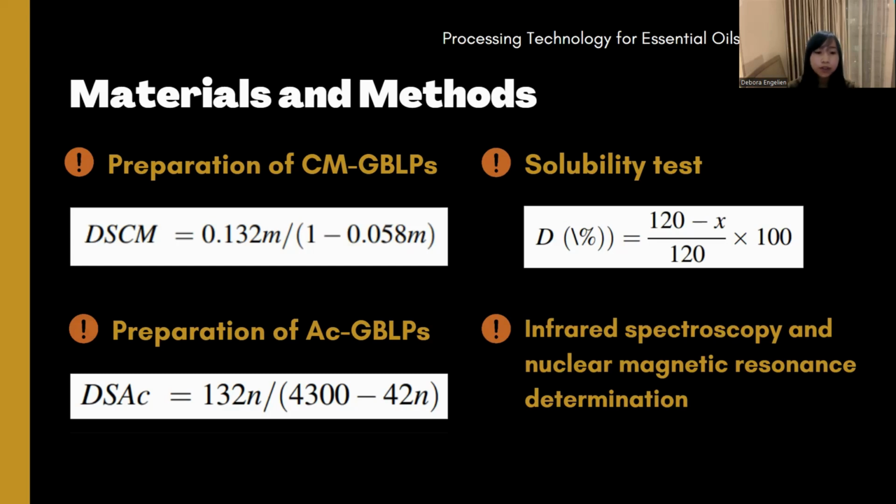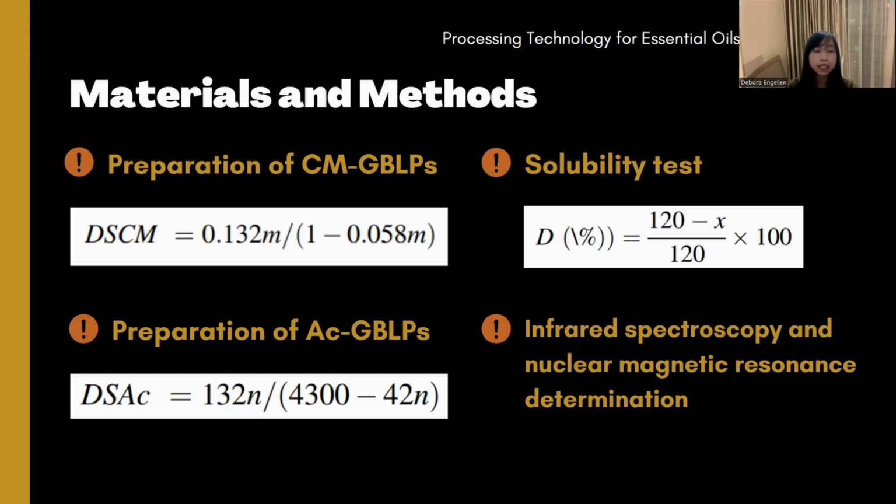And then after the reaction was completed, the pH value was adjusted to neutral with 2 mole per liter acid, and then the reaction solution was dialyzed with running water and distilled water sequentially for 1 day. And then ethanol was added to precipitate to obtain CM-GBLPS. And then the substitution degree of CM-GBLPS was determined by titration method.